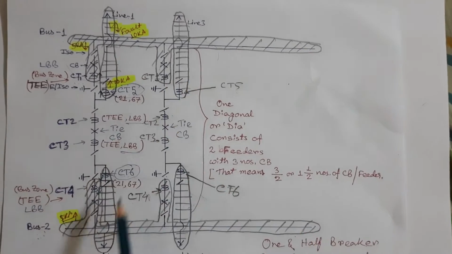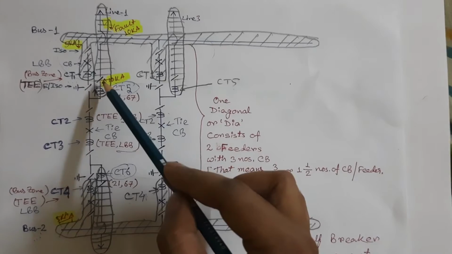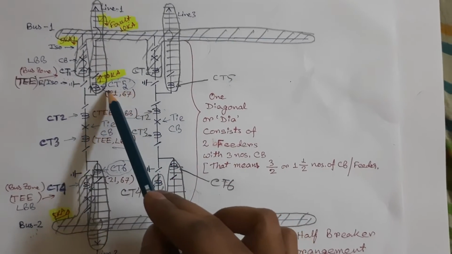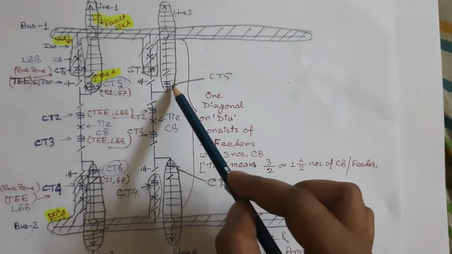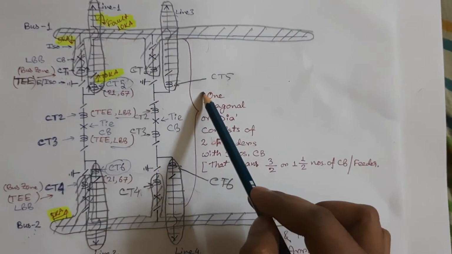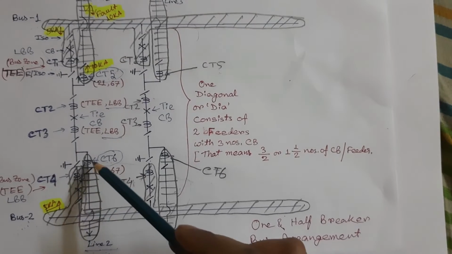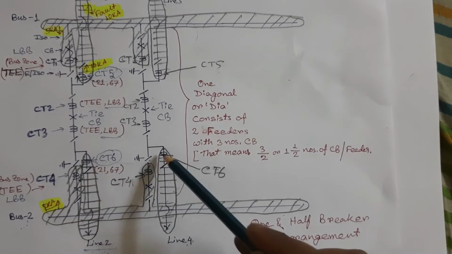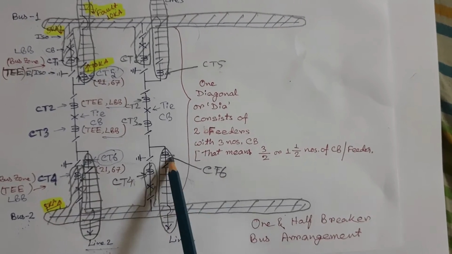These four portions are protected by distance protection. This part is protected by distance protection, which is connected with this CT5, and this portion is protected by distance protection, which is connected from this CT5. Like this, these two parts are also protected by distance protections, which are connected with this and this CT.